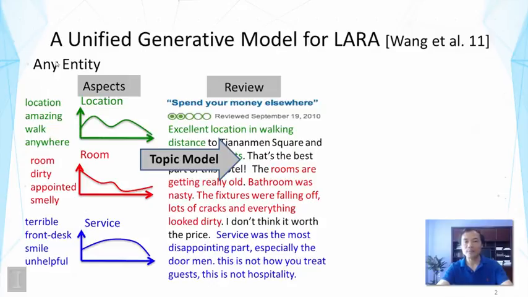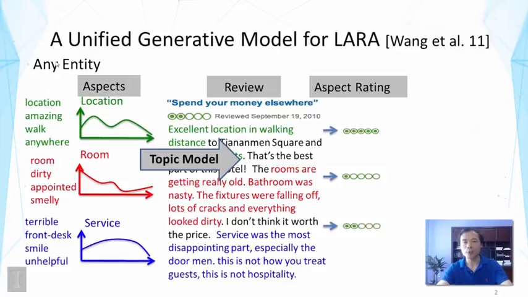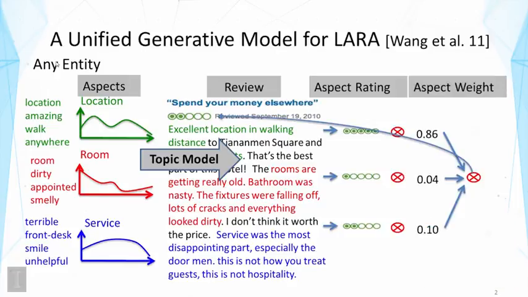And then we can plug in the latent regression model to use the text to further predict the overall rating. And that means we first predict the aspect rating and then combine them with aspect weights to predict the overall rating. So this would give us a unified generative model where we model both the generation of text and the overall rating conditioned on text.